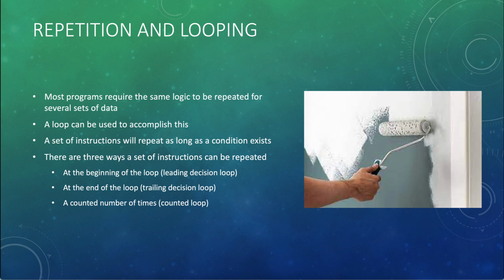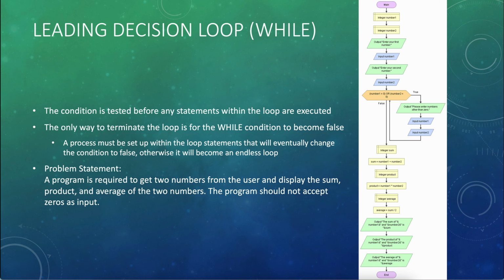There are three ways a set of instructions can be repeated: at the beginning of the loop, which is a leading decision loop; at the end of the loop, which is a trailing decision loop; and a counted number of times, which is a counted loop. We'll look at each of these examples and how they work and when it would be best to use each one.